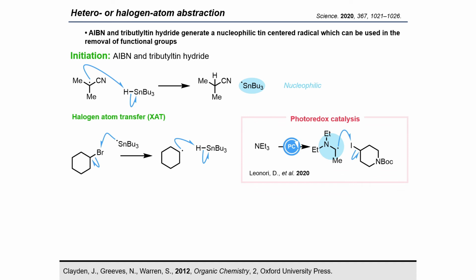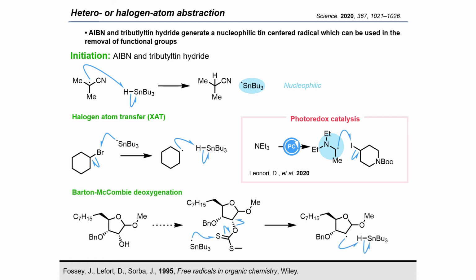More recently, the field of photoredox catalysis has emerged as a powerful way of generating radicals under mild, visible light-mediated reaction conditions. In 2020, Leonori reported a photocatalytic manifold for halogen atom transfer, this time using photochemically generated nucleophilic alpha-amino radicals for halogen abstraction. This allowed the use of triethylamine in place of the toxic tin reagent as a radical precursor.